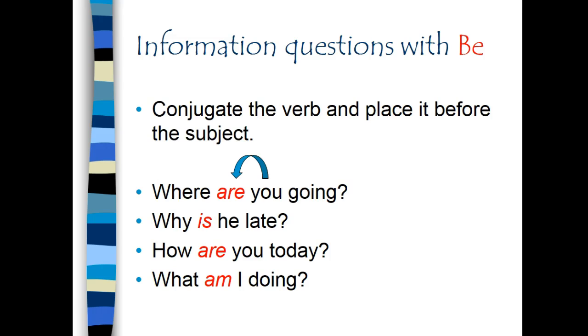If I make an information question with be, I need a question word, but I follow the same rules. I conjugate the verb to be and place it before the subject. Where are you going? Why is he late? How are you today? What am I doing?